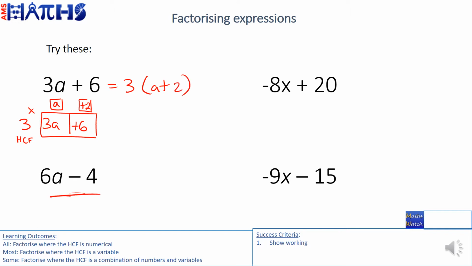For the second question, we will draw our grid and write 6a minus 4 inside. We now need to find our highest common factor. So the biggest number that will divide 6 and minus 4 is 2. And then we will now need to check for the two terms that will multiply to give us 6a and minus 4. 2 times 3a will give us 6a, and 2 times minus 2 will give us minus 4. So our answer is going to be 2, bracket, 3a minus 2.